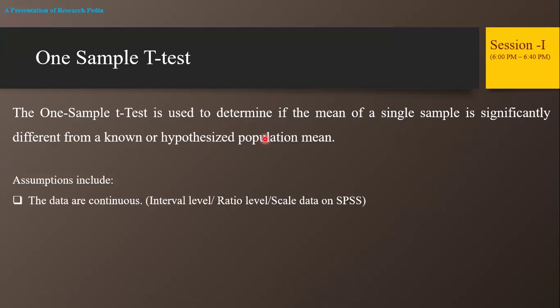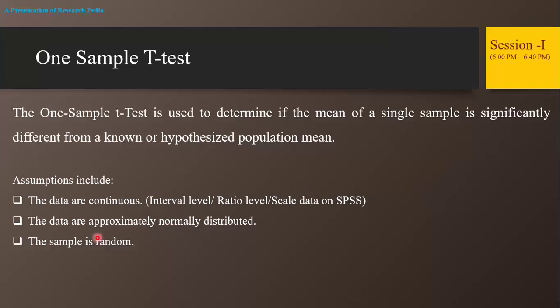What are the assumptions? The assumptions are that data are continuous. It means that we need to analyze the t-test using continuous data. It may be interval level, ratio level data, or scale data in SPSS. The second assumption is the data are approximately normally distributed. It means your data should be normal. We can apply the t-test only if our data is normal.